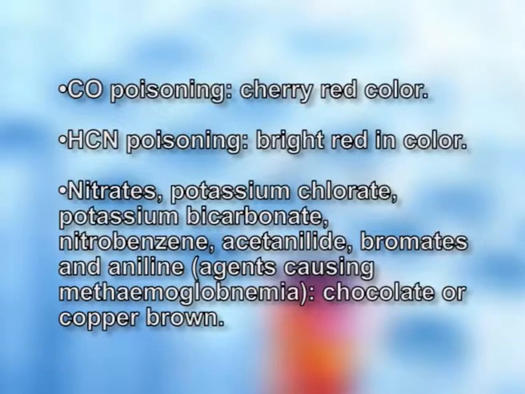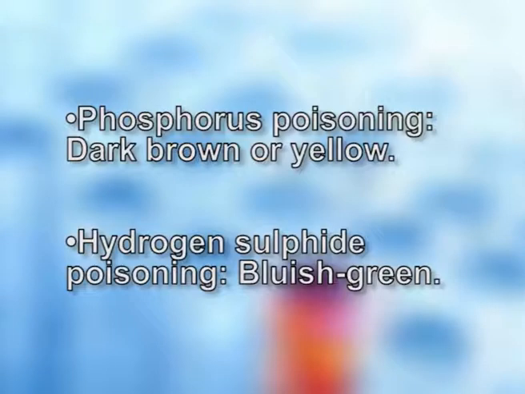Certain poisonings impart a specific coloration to the postmortem staining, like carbon monoxide poisoning gives cherry red color, hydrocyanic acid poisoning gives bright red color. The nitrates, potassium chlorate, potassium bicarbonate, nitrobenzene, acetanilide, bromates and aniline are all agents causing methemoglobinemia. They impart chocolate or copper brown color. Phosphorus poisoning imparts dark brown or yellow color. Hydrogen sulfide poisoning gives a bluish green appearance.